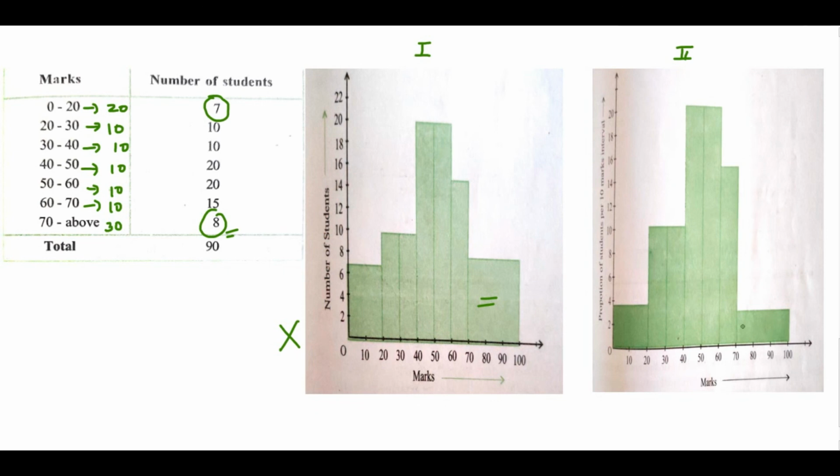So in this video we have seen the graphical representation of data, one form of graphical representation of data, that is histogram. We have seen how to construct a histogram with the same width, that is uniform width, as well as with varying width.